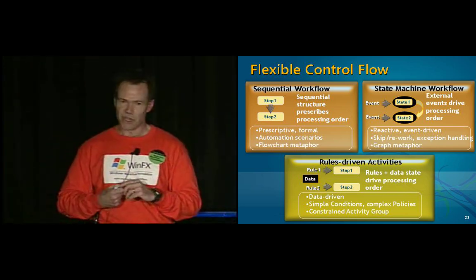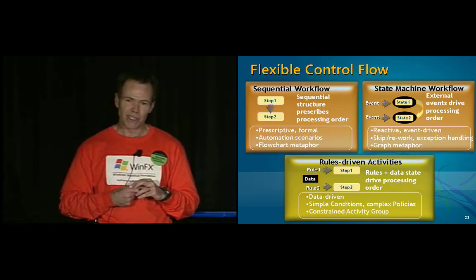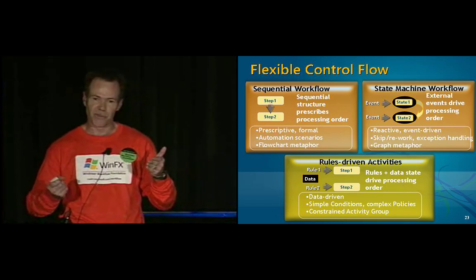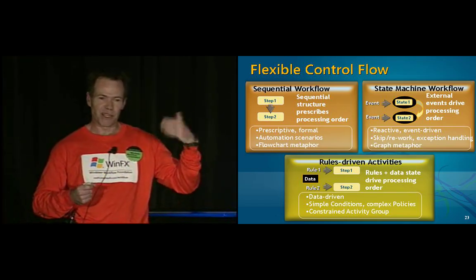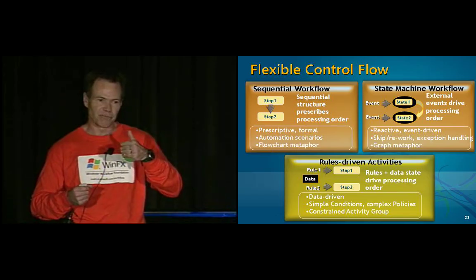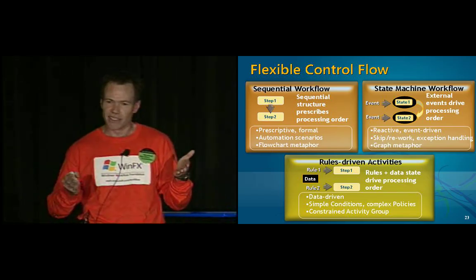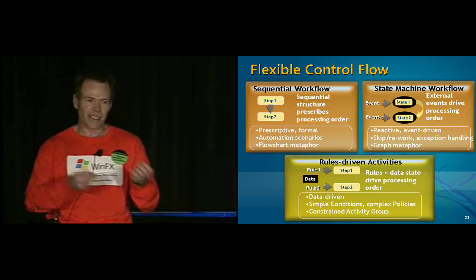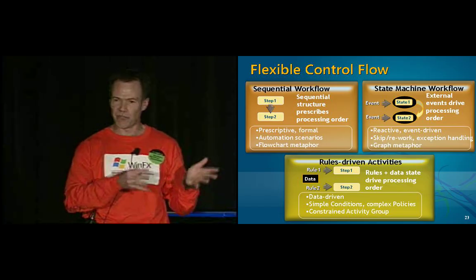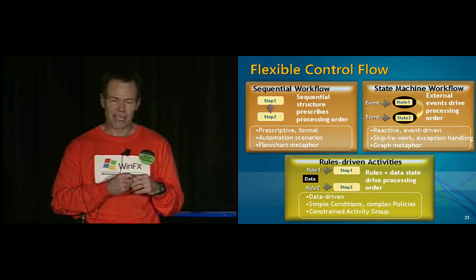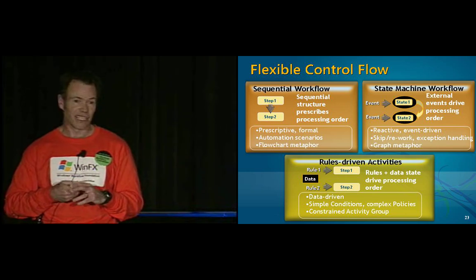We also have a construct called constrained activity group. And what this is, it's a set of activities where for each activity there's a rule associated with it. And when that rule evaluates to true, that activity will execute. So it's a little bit like a state machine in a sense, but essentially the transitions are not defined explicitly. They're defined implicitly via rules. And again, it's a very flexible paradigm, and one that you can learn about in the rules session later on today.